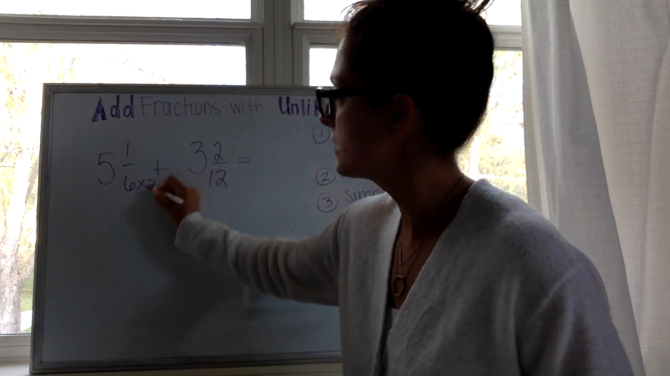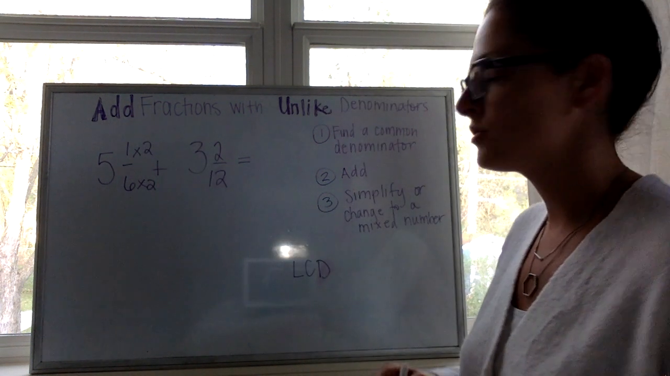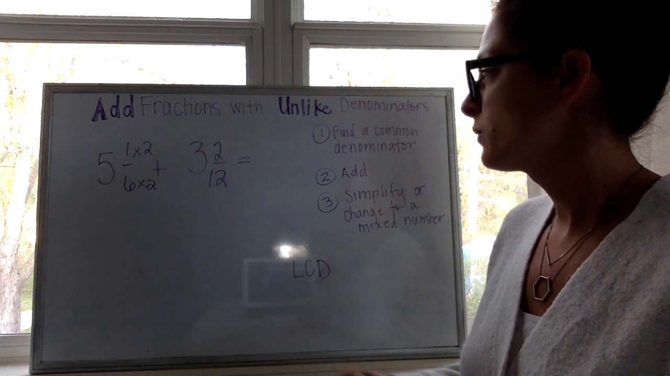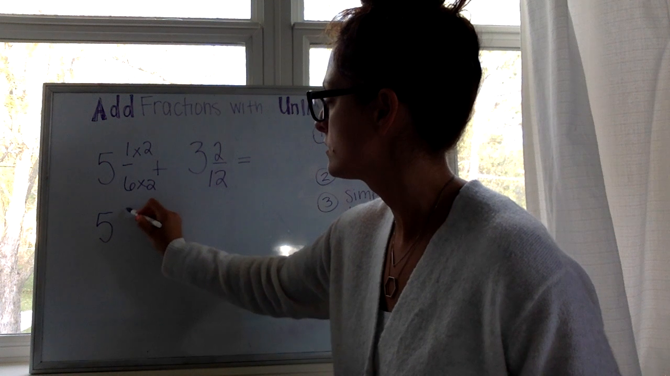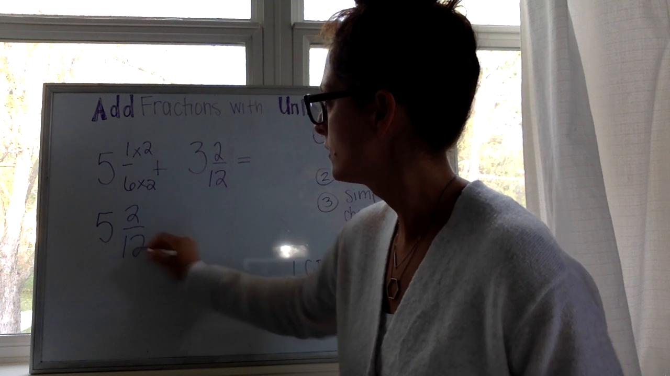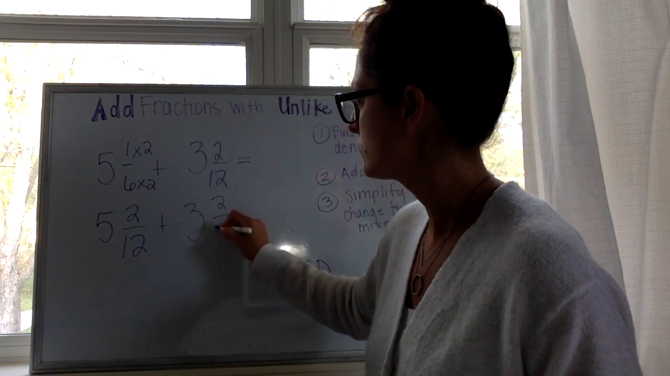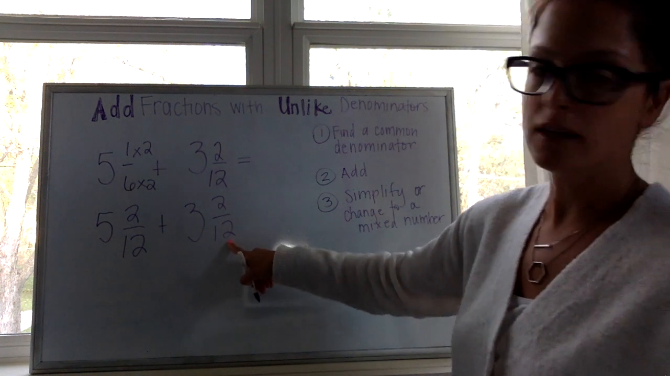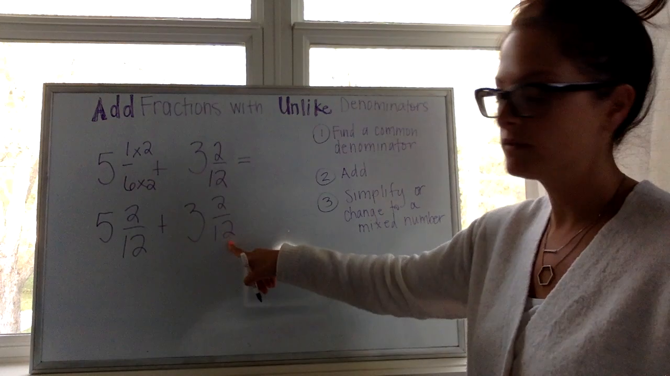So multiply my denominator by 2 and my numerator by 2. Okay? And then we're able to get 5, and 1 times 2 is 2. 6 times 2 is 12, plus 3 and 2 twelfths. You don't need to multiply this fraction by anything since you already have a denominator of 12, okay?